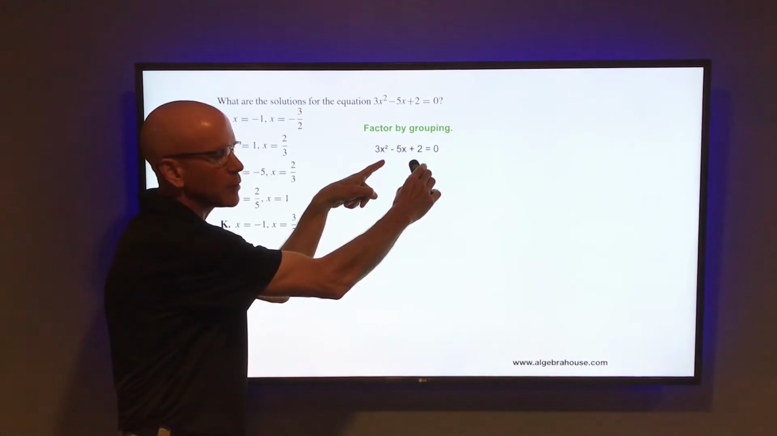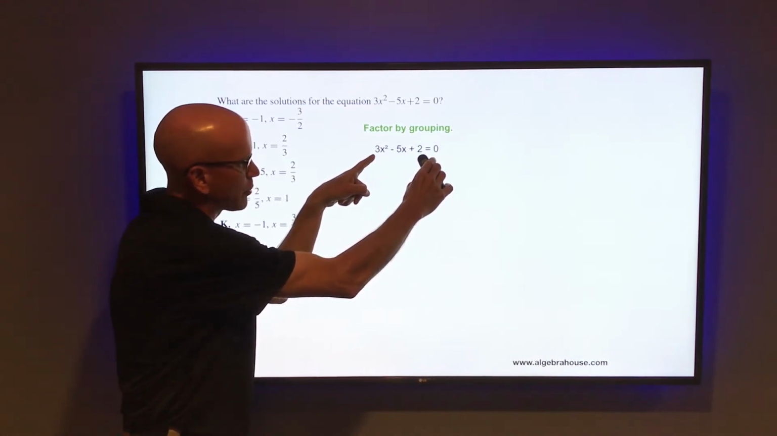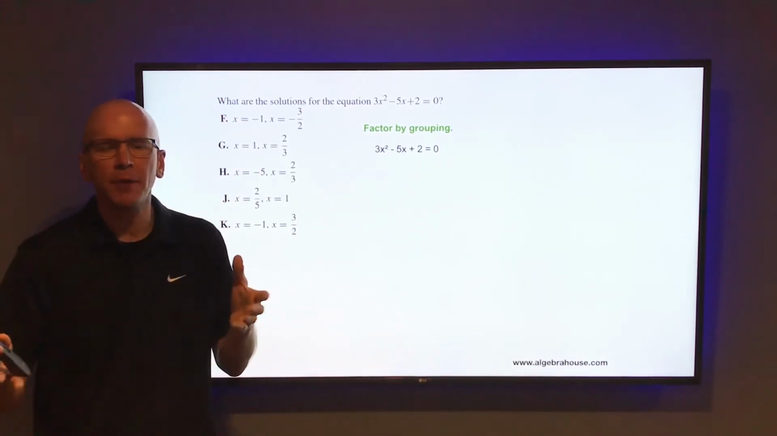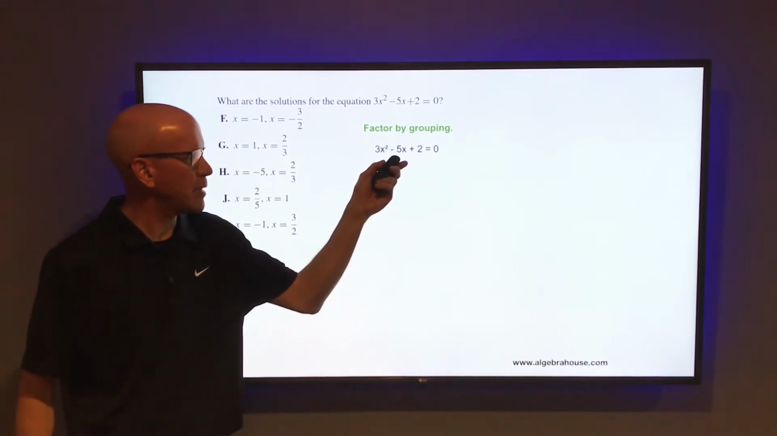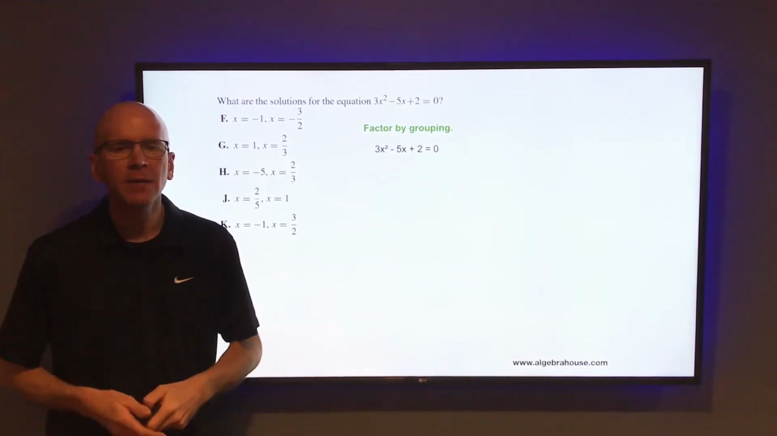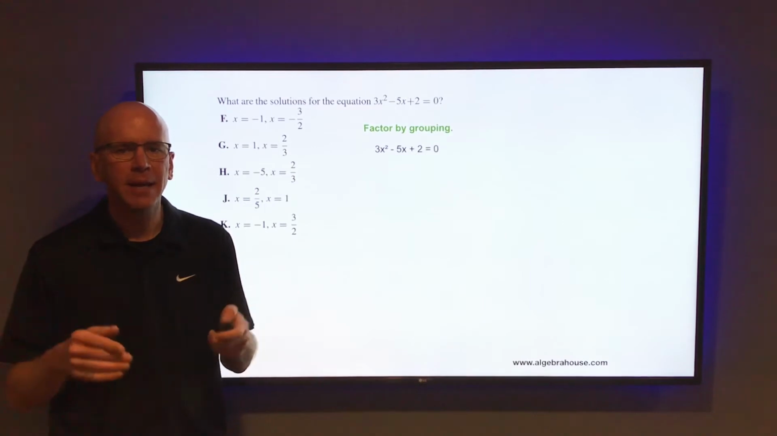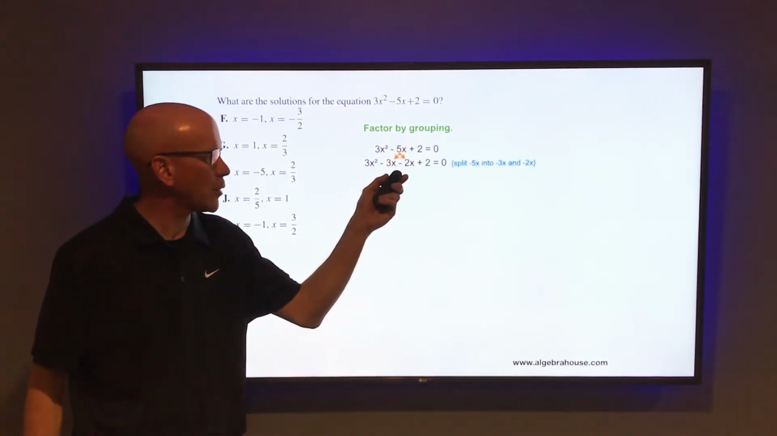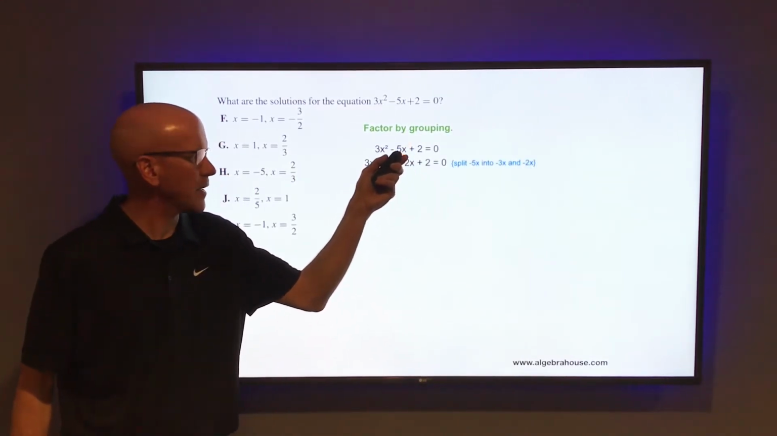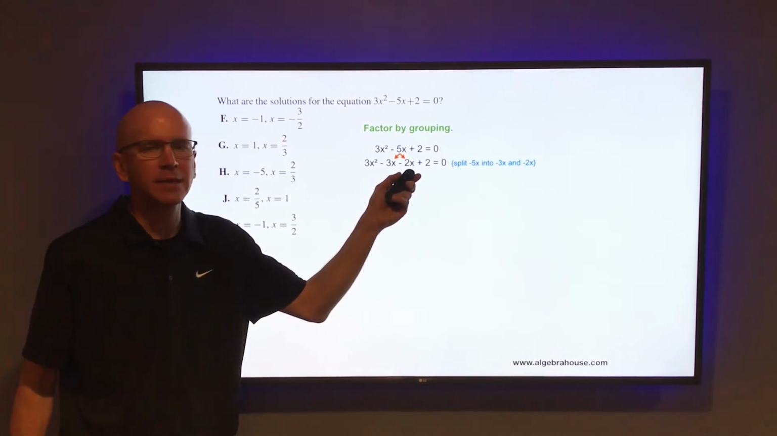The coefficients of those two terms will multiply to get what 3 times 2 is. So they multiply to get 6, and they add to get that middle coefficient of negative 5. So two numbers that multiply to get 6 and add to get negative 5 would be negative 3 and negative 2. So we're going to split that negative 5x into negative 3x and negative 2x.